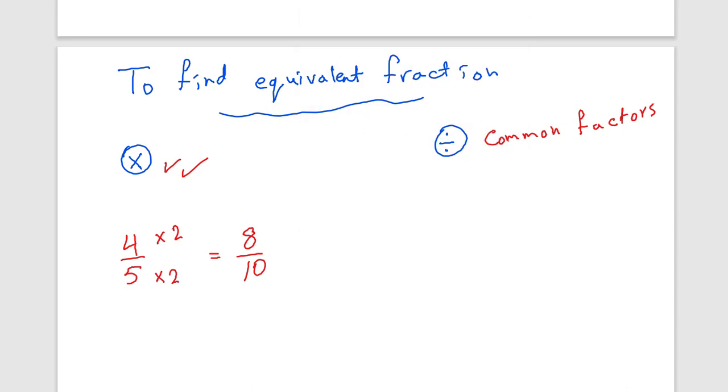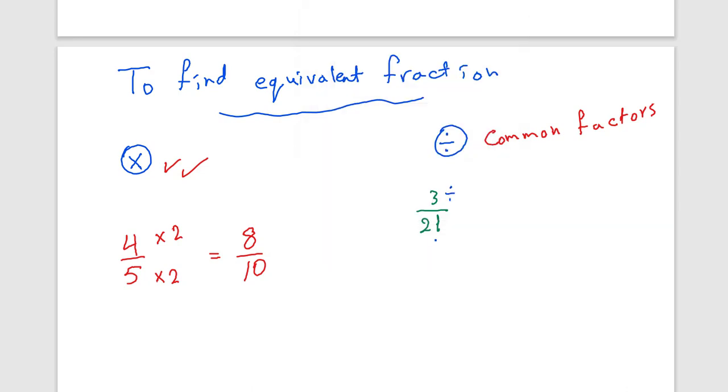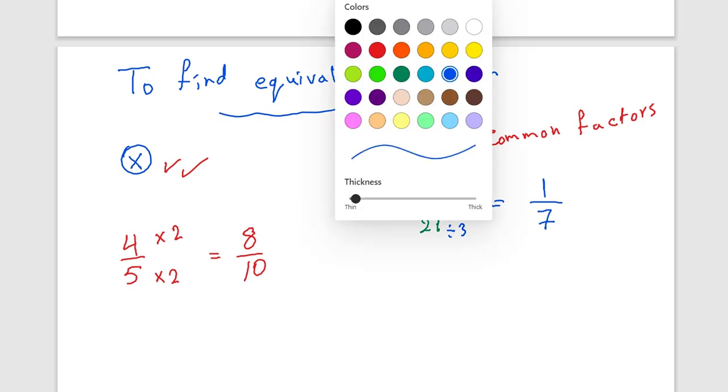Okay, for example, let's see if we have 3/21. In this case, 3 and 21 have a common factor, which is 3. So we can divide by 3, and 3 divided by 3 equals 1, and 21 divided by 3 equals 7. Let's see another one.